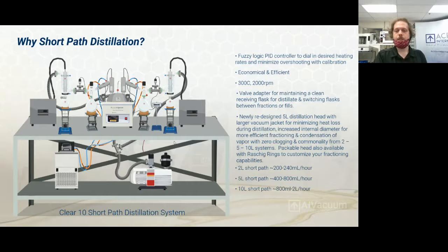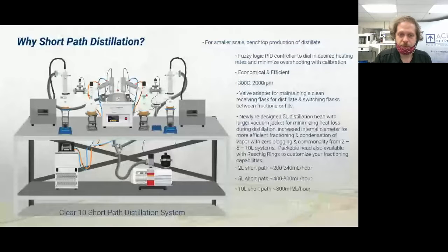Here's some approximate distillation rates that we've recorded with our customers for each of these short path distillation systems. About 200 to 240 milliliters per hour with the 2-liter, and I think we've gotten a little more out of it. 400 to 800 mils per hour out of the 5-liter, and 800 mils to 2,000 mils, or 2 liters, with the 10-liter short path distillation system. And these are great for smaller scale benchtop production of distillate.